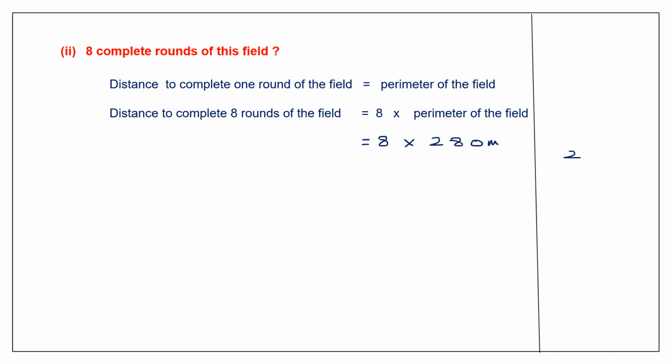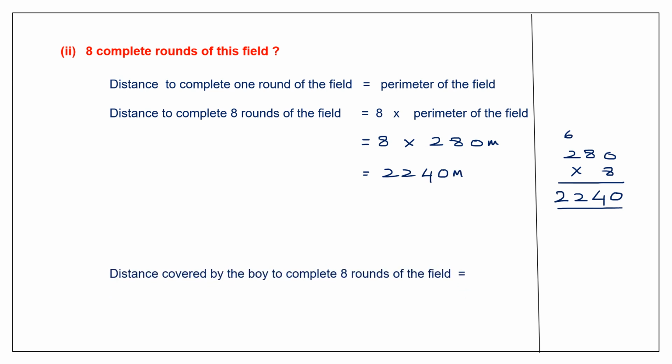So let's multiply 280 into 8. 8 zeros are 0, 8 eights are 64, carry 6, 8 twos are 16, plus 6, 22, 2240 meters. So, the distance covered by the boy to complete 8 rounds of the field is 2240 meters. So, this is our answer to the second question.